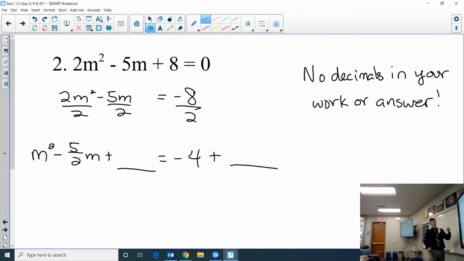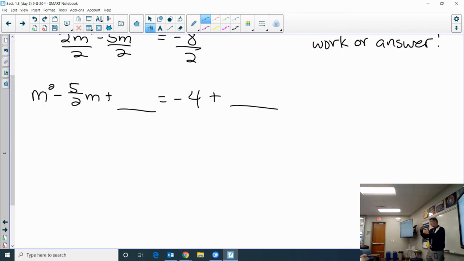All right, now, for the last one, most of you, if not all of you, could figure out what goes in that spot. Not as easy. So we need to rely on that procedure. Well, the procedure said take half of the coefficient of m. Dividing by 2 is the same as multiplying by a half. So I'm going to multiply negative 5/2 times 1/2. Well, what's that equal? Negative 5/2 times 1/2 is negative 5 over 4.